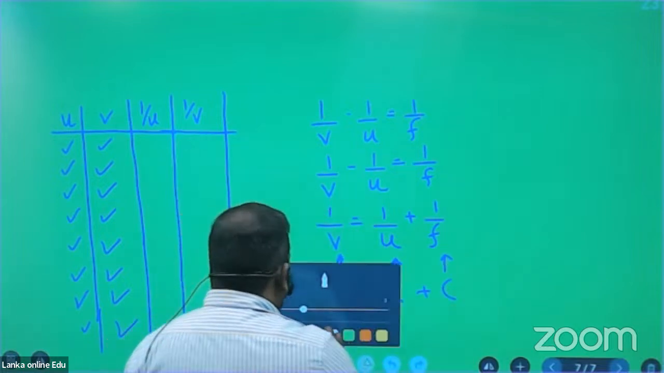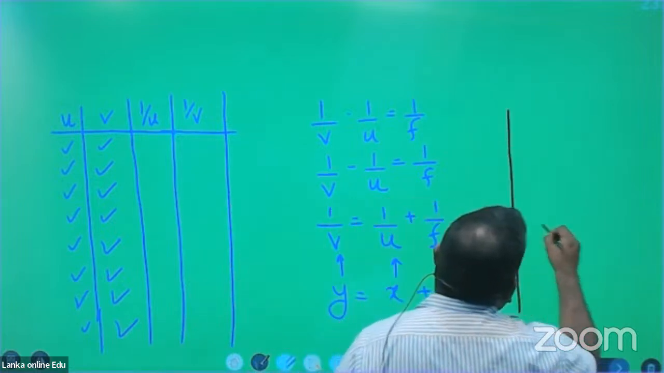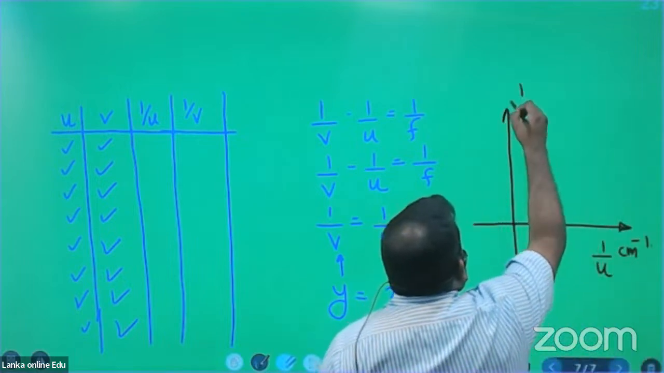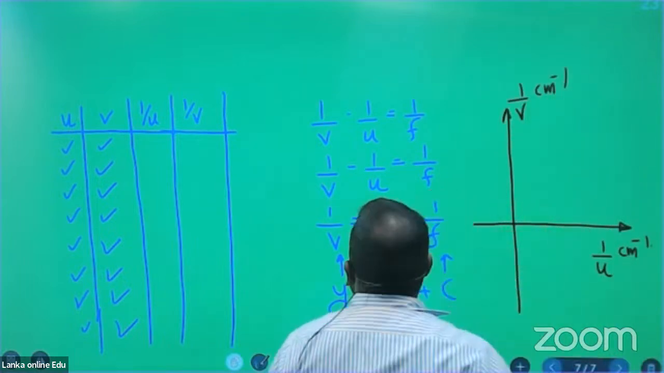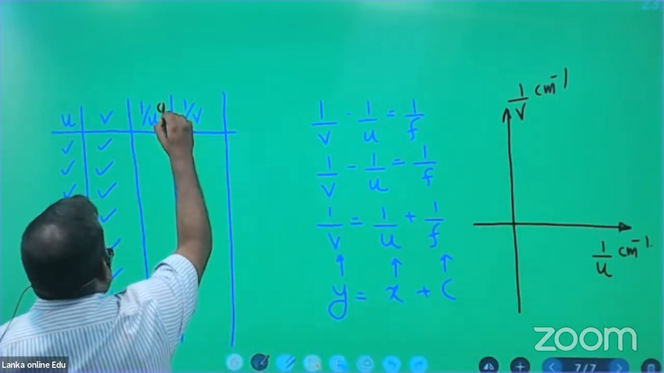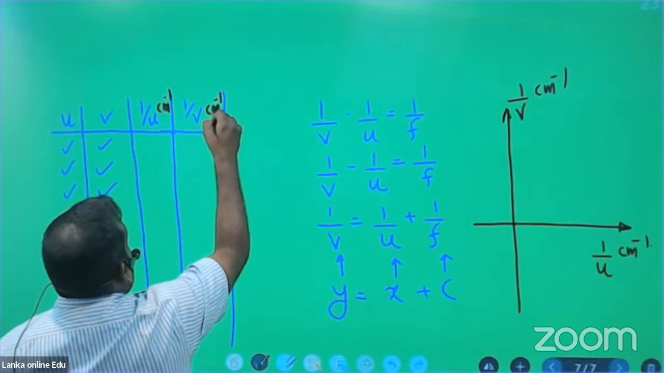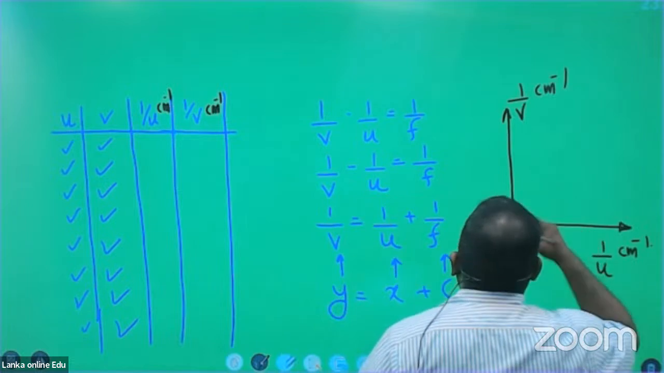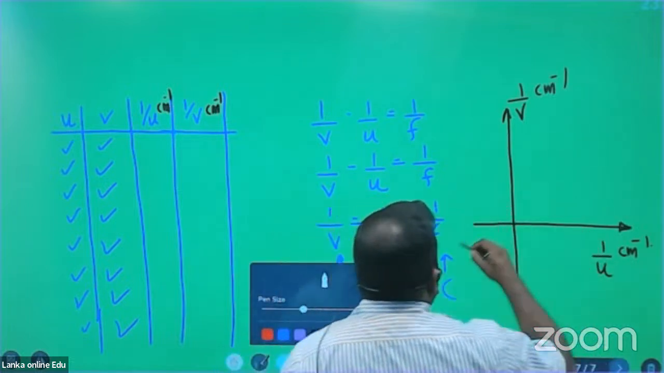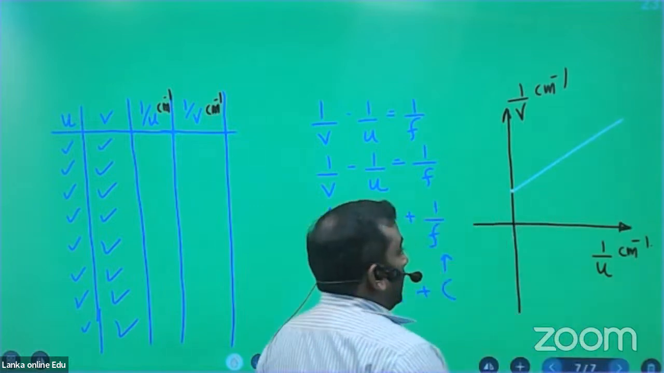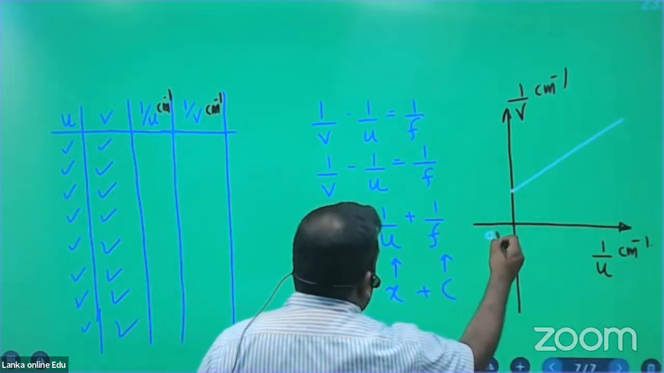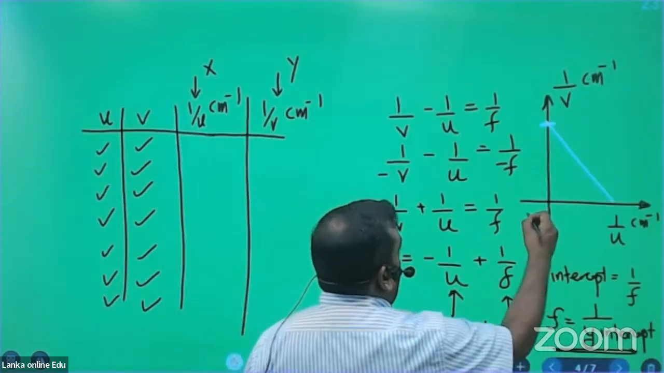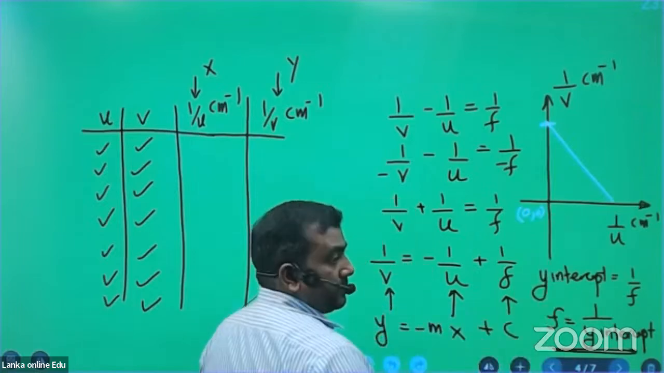If you plot the graph, 1 over U per centimeter, 1 over V per centimeter. So remember, these are per centimeter values. Y equal X plus C means you have a graph like this. Don't forget to mark the origin. That's 0, 0. Even in the earlier problem, don't forget to mark the origin. Turn back, quickly mark 0, 0.